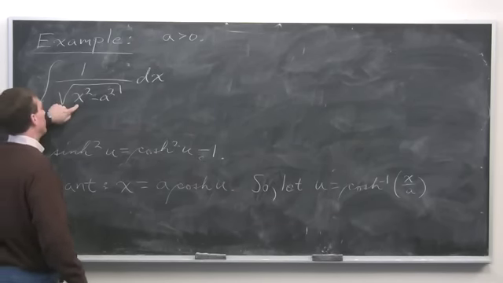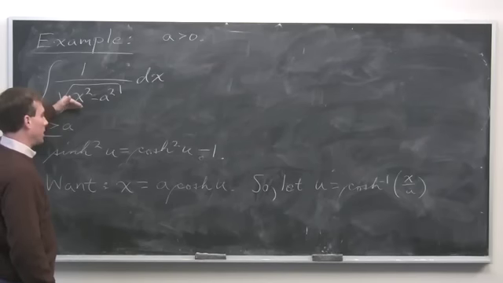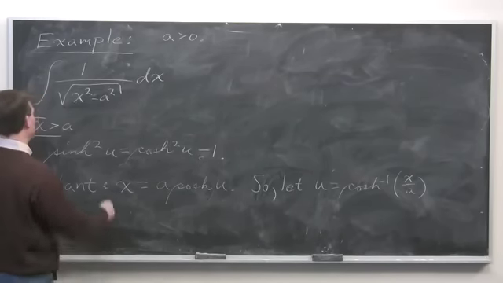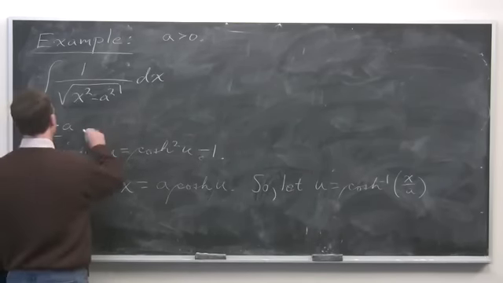We are, in fact, going to assume here that we're looking at this function when x is greater than a, so that we're not dividing by 0, but we also want x over a to be greater than 1. Since a is positive, we can divide this inequality by a, and it doesn't change. This is the same as saying x over a is greater than 1.